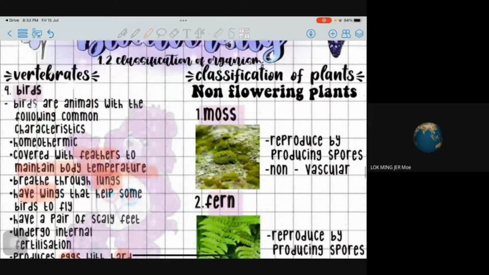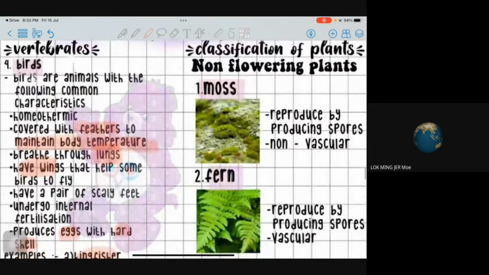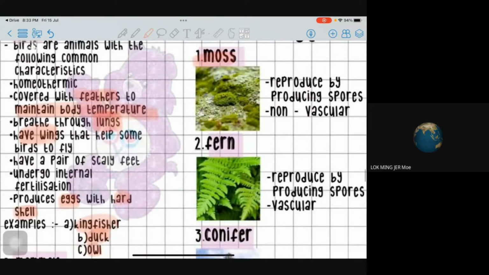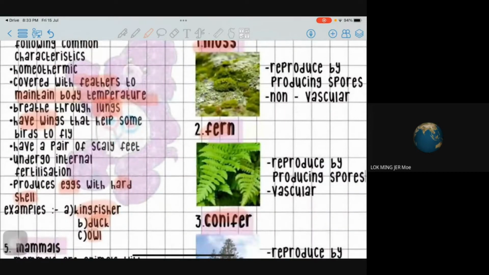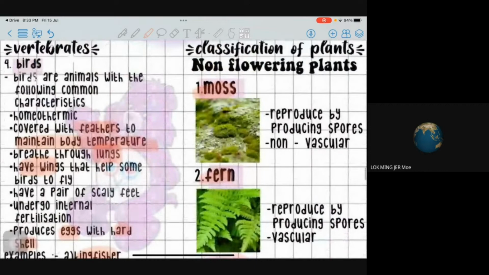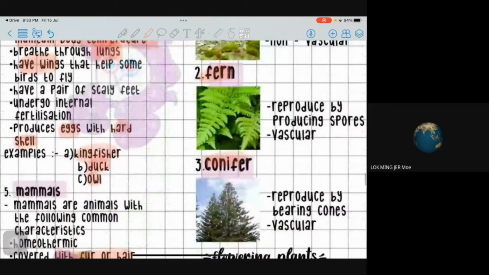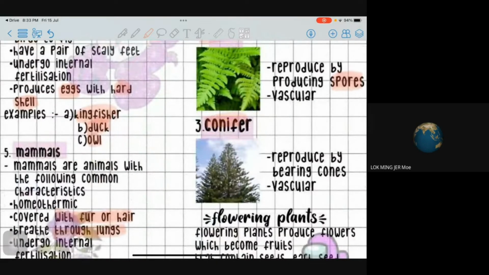And then you learn about non-flowering plants. For example, moss, fern, conifer. Okay, these are all non-flowering. And then how they reproduce. For example, moss reproduces by spores, and fern is reproduced by spores as well. And conifer reproduces by bearing cones.